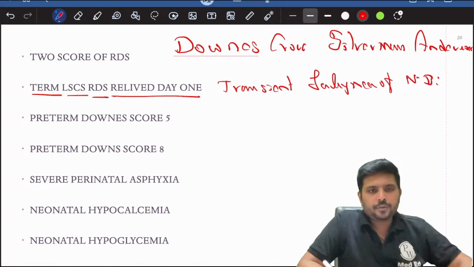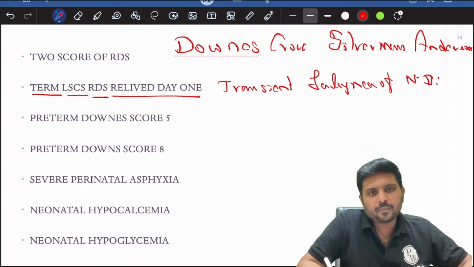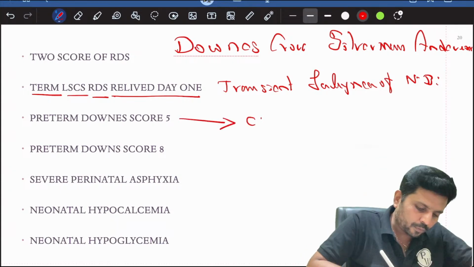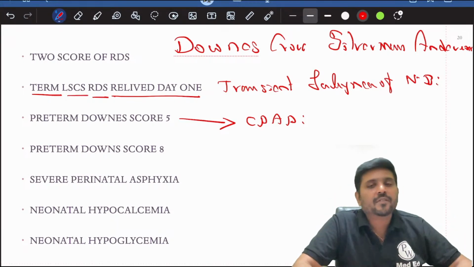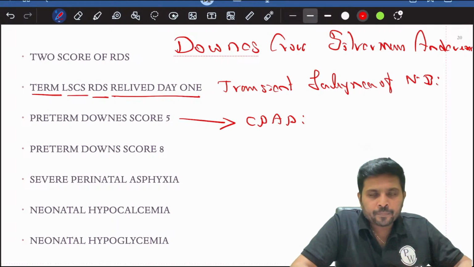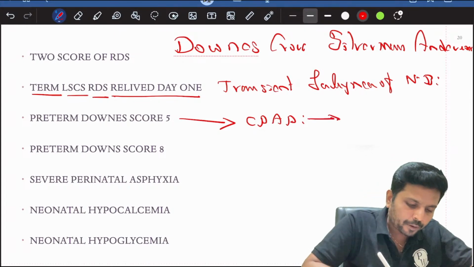The next question: a preterm with Downes score 5. What will you do? The first thing is you need to give CPAP. Please remember, the treatment of choice for all respiratory distress syndrome initially is not surfactant administration, even though it is due to surfactant deficiency. The treatment of choice is continuous positive airway pressure. If it doesn't work, then you give CPAP along with INSURE.